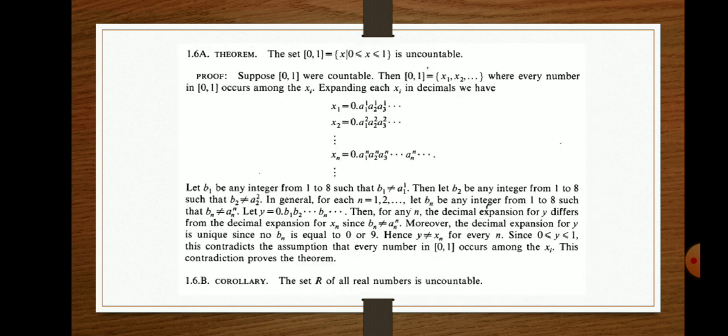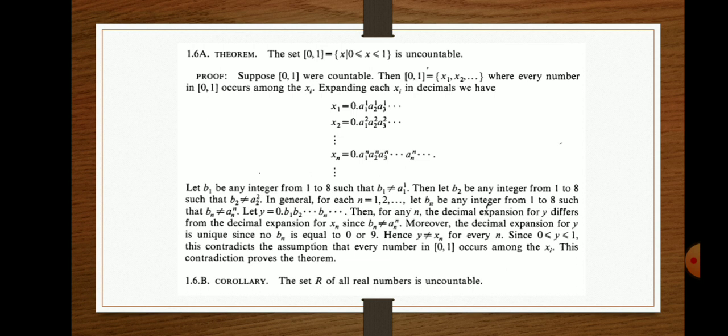Next theorem: the closed interval 0,1 is uncountable. That is the set of all x such that x lies between 0 and 1, and consider the end elements 0 and 1 also. Proof: suppose the closed interval 0,1 is countable. This is a proof by contradiction. Then the elements of 0,1 can be written as x1, x2, etc. Every number in 0,1 occurs among the xi.